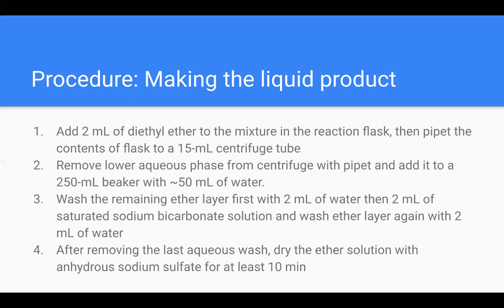We are then going to wash the remaining ether layer first with 2 milliliters of water and then 2 milliliters of saturated sodium bicarbonate solution, and wash the ether layer again with 2 milliliters of water. After that, we're going to remove the last aqueous wash, dry the ether solution with anhydrous sodium sulfate for at least minutes.